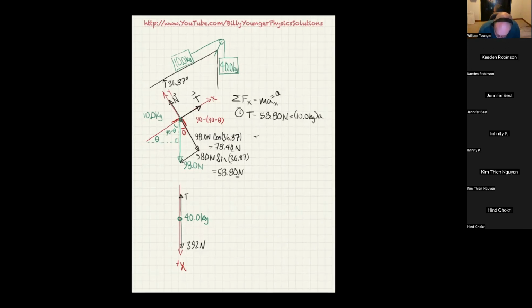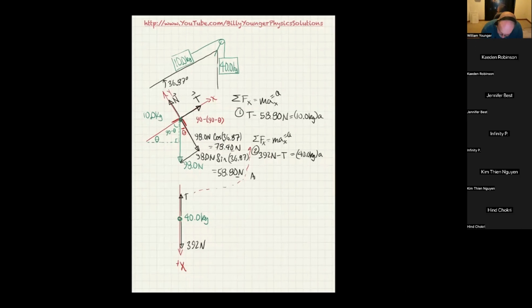And then I can take the summation of the forces in the x direction equals mass times acceleration in the x direction, again, A. But this time it's going to be for diagram number 2 down there. In this case, I'm going to get 392 newtons minus T is equal to 40.0 kilograms times A, and that's going to be equation 2.